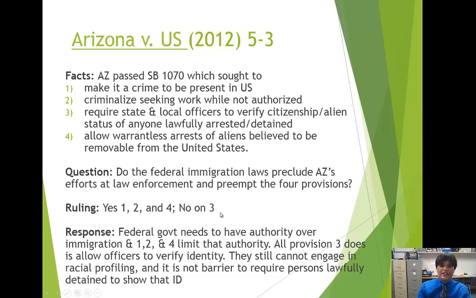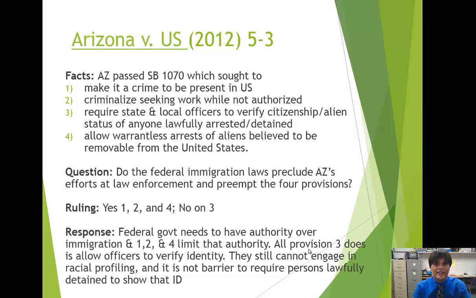All Arizona can do is number 3, because all Provision 3 does is allow officers to verify identity. They still cannot engage in racial profiling, but it is not a barrier to require persons lawfully detained to show ID. So Arizona, all they can do is require ID of people that are arrested. They cannot actually deport them, or they cannot charge them criminally. They have to turn that over to the U.S. authority. So you can see how immigration is a federalism issue.